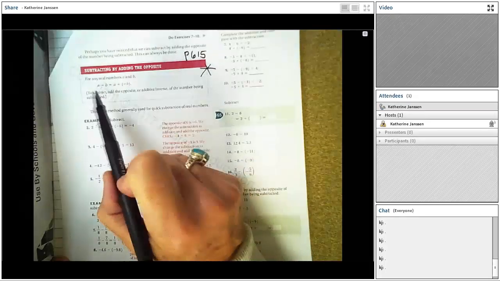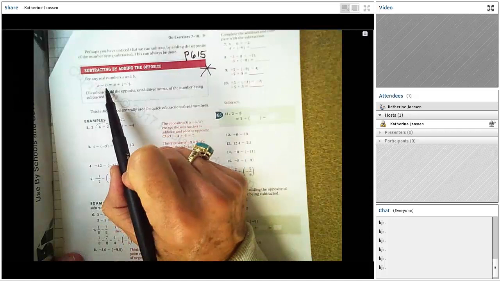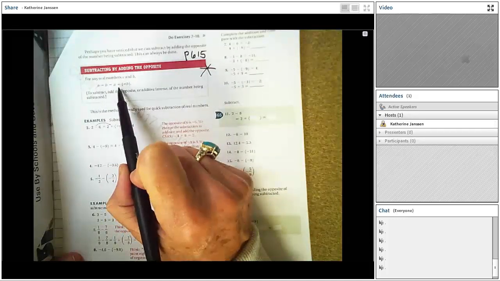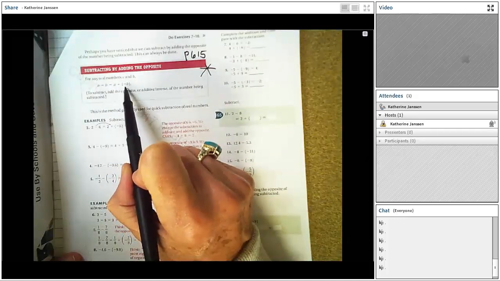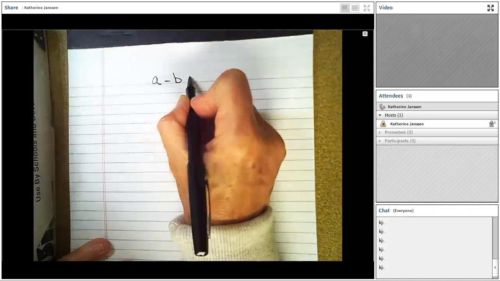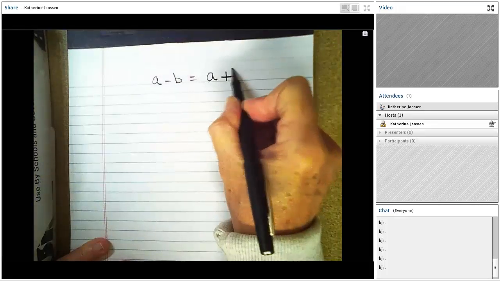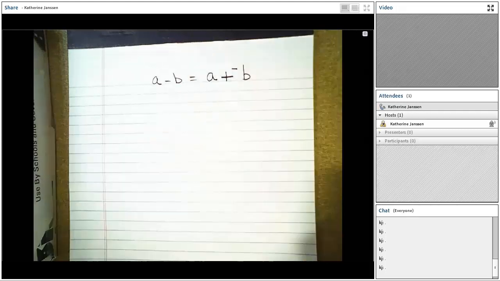Subtraction. We already know how to add, so we're defining subtraction. A subtract B equals A plus. That's addition. But we're going to change the sign of the number that we're subtracting. So in real numbers, when I have A subtract B, it's equal to A, change subtraction to addition, and add the opposite of the number you're subtracting.